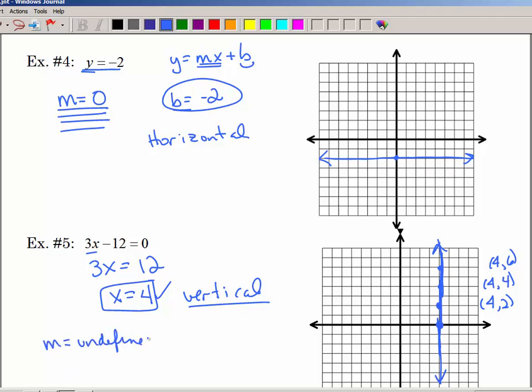Undefined. And what is b? What is that y-intercept? Does it cross that y-axis? No, it does not. So we would say none, or there is no y-intercept.